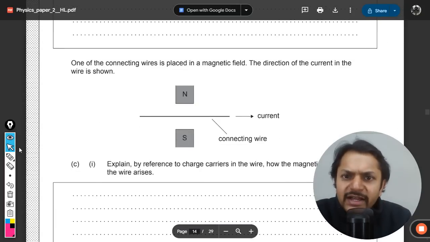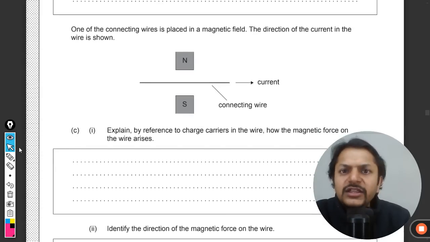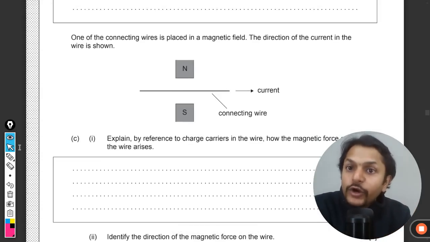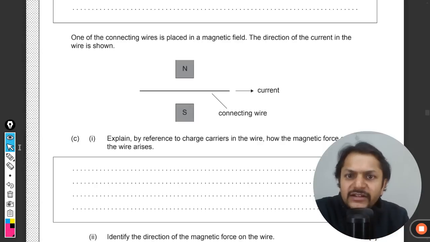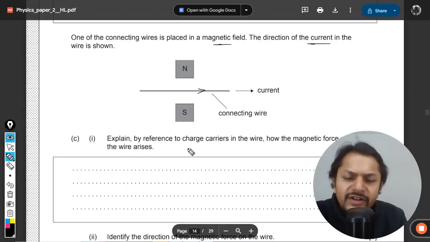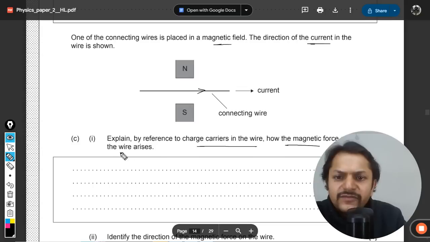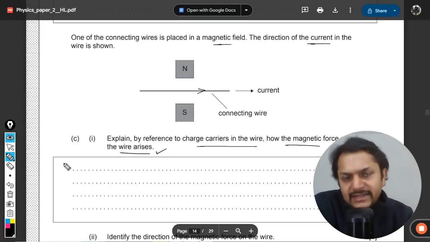Now, one of the connecting wires is placed in a magnetic field. So here the question changes. In place of 5.3, now we are moving into 5.4. One of the connecting wires is placed in a magnetic field. The direction of the current in the wire is shown. Explain by reference to the charge carriers in the wire how the magnetic force in the wire arises, like why the magnetic force is arising in this.